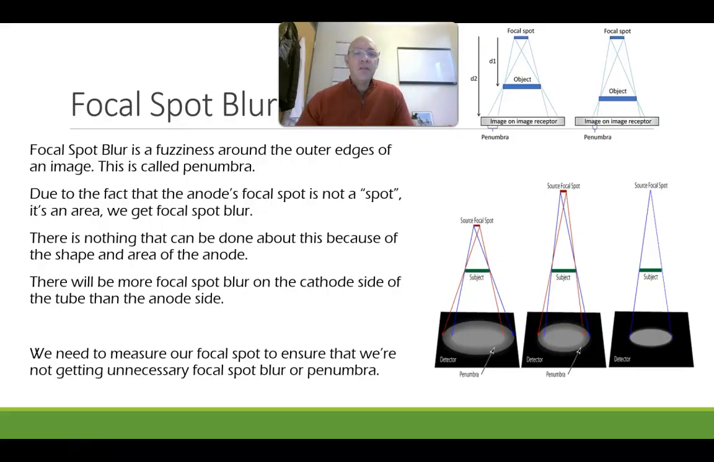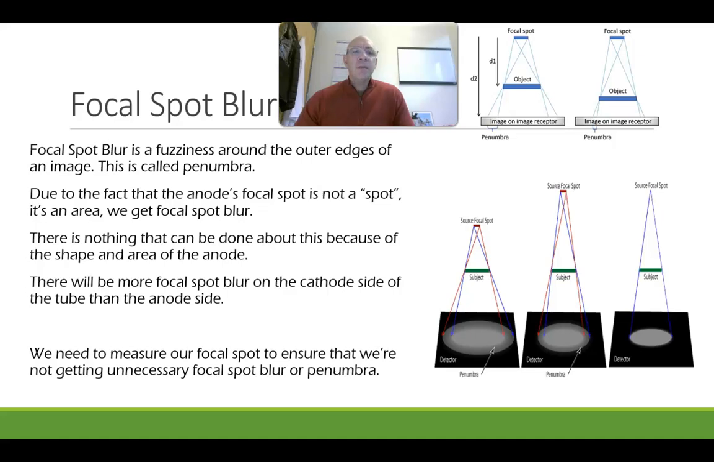All right, and we're on to the last geometric factor. When we started this whole lecture series, we mentioned that when we're talking about geometric factors, we're talking about magnification, distortion, and then focal spot blur. You need to remember those three things, okay? So here we are on the last one, focal spot blur.